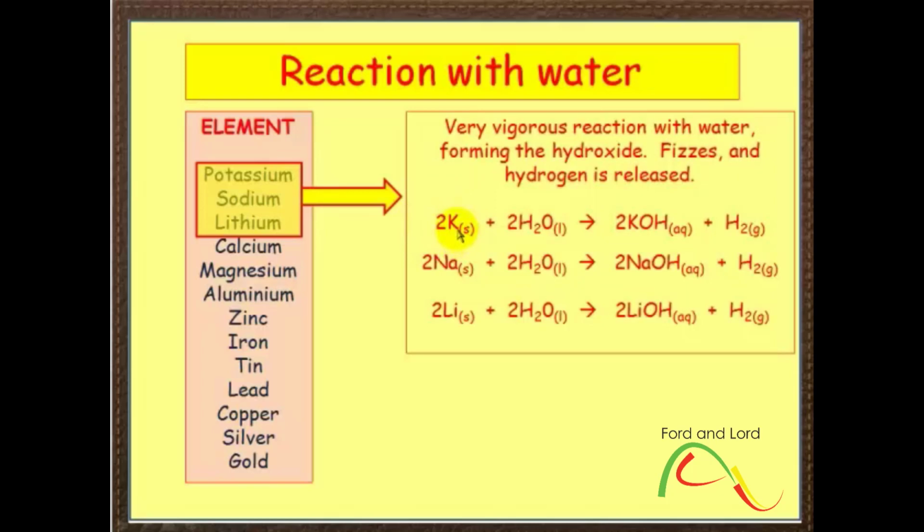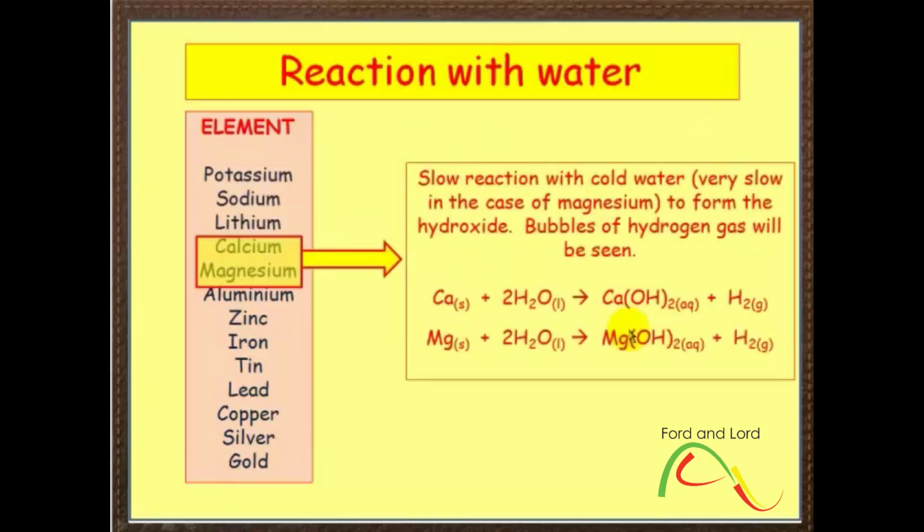Let's look at the first one, potassium. So potassium is K plus 2H2O, water. There's a hydroxide, potassium hydroxide in solution, and look, hydrogen gas is produced. For sodium, Na plus H2O gives NaOH and hydrogen. And lastly, lithium plus water gives lithium hydroxide and hydrogen. Note in each case how they're balanced to make sure we get equal numbers of atoms on the left and on the right.